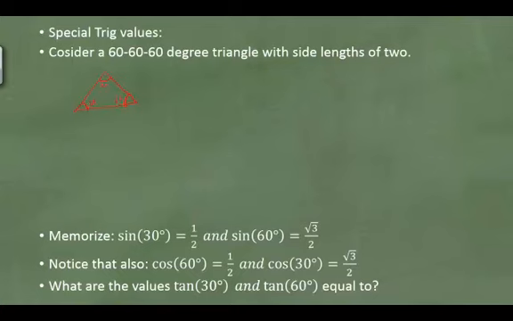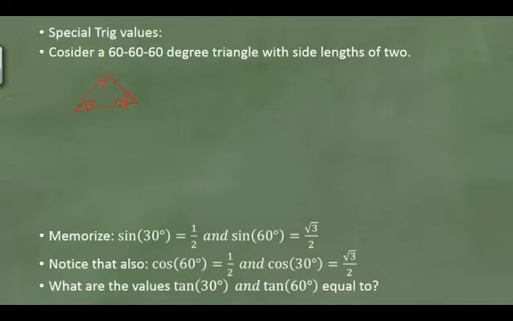Okay. You should definitely memorize sine 30 and sine 60. And notice that cosine of 60 has to be the same as sine 30. Remember our cofunctions? 30 and 60 add to 90, so these are complementary angles. So these values have to be the same. So really you just have to memorize sine 30 and sine 60. And remember that cosine 30 and cosine 60 are the other way around.